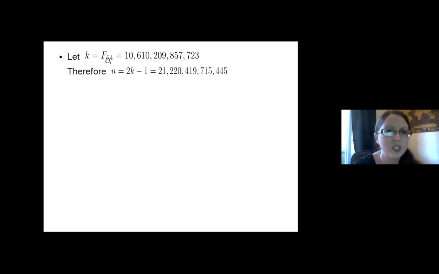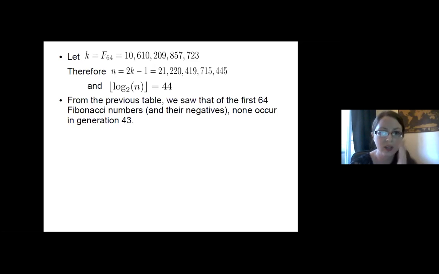So what is the 64th Fibonacci number? You can see here, I won't even try to say it, it's gigantic. And then the corresponding n is roughly double that. So if we take the floor of log base 2 of this number n, we get 44. So that is the lower bound in this case.